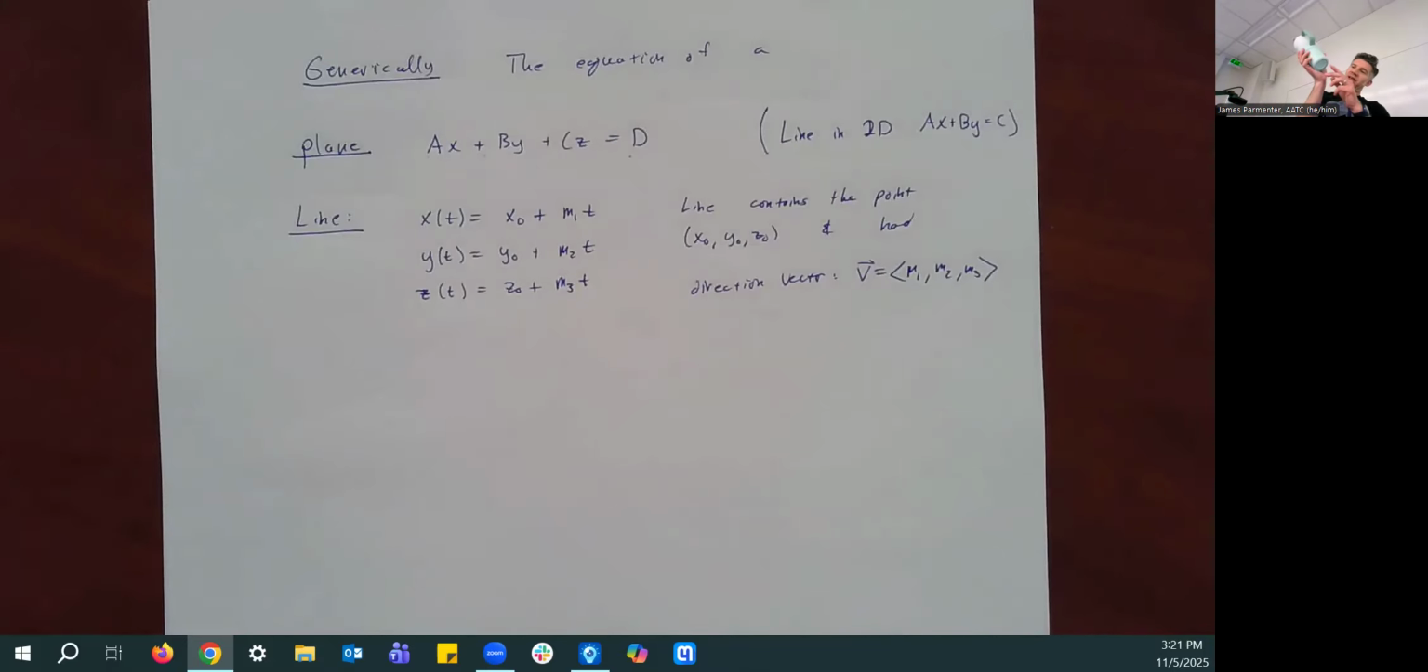I dropped this the other day and it kind of dented here and it's become a little less stable. So it's a little wobbly sometimes if I'm not too careful.